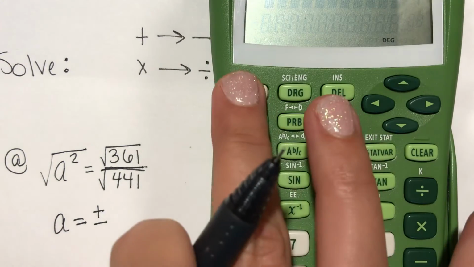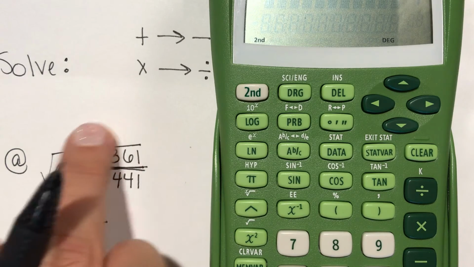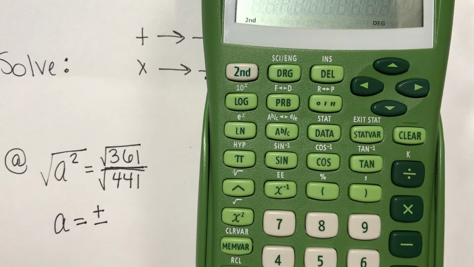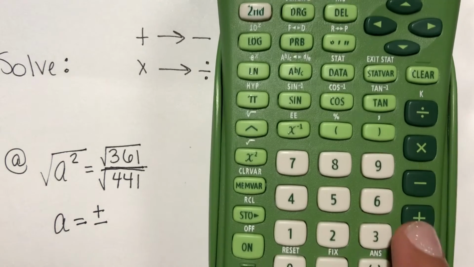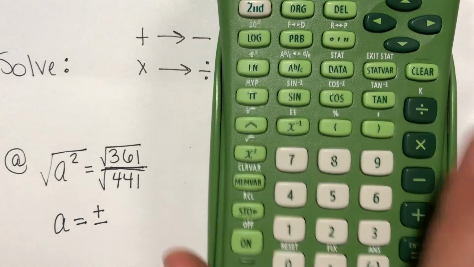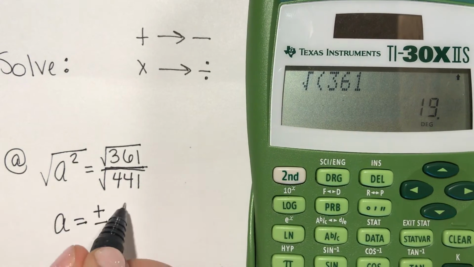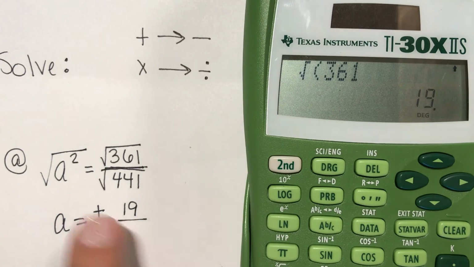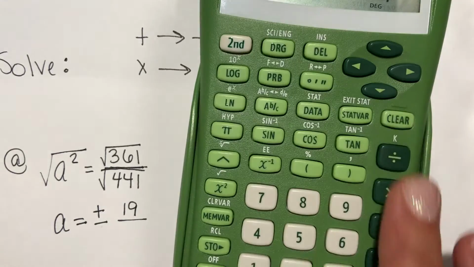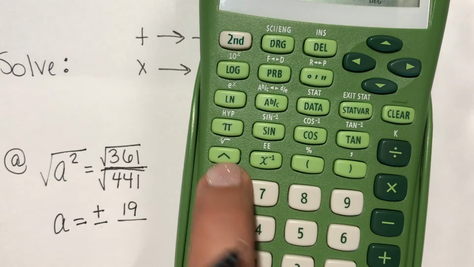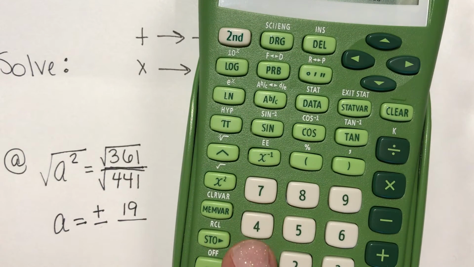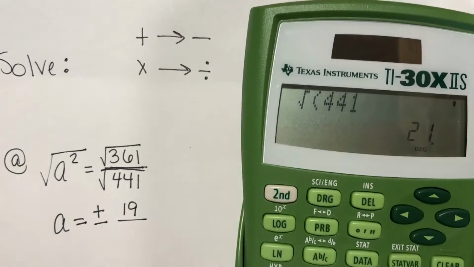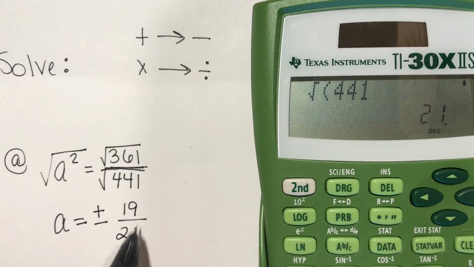We hit second. I'm going to do the square root of 361 first. So second x squared 361 is equal to 19. That's my numerator over my denominator, which is the square root of 441. So second x squared 441 is equal to 21.